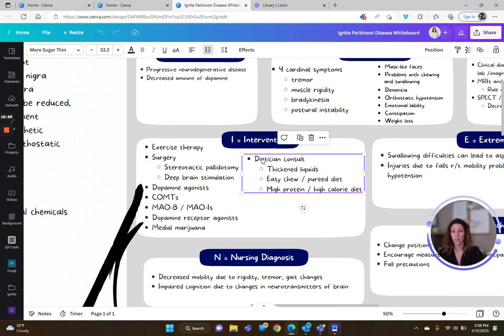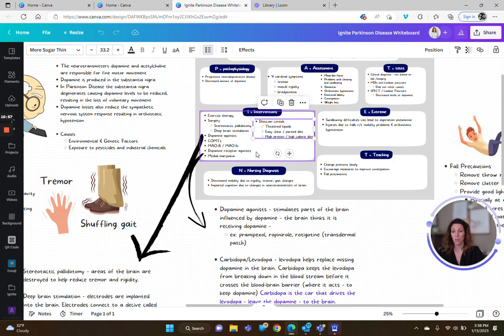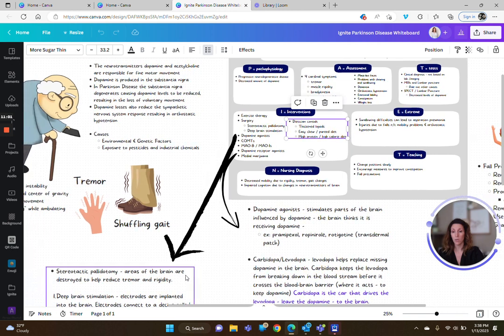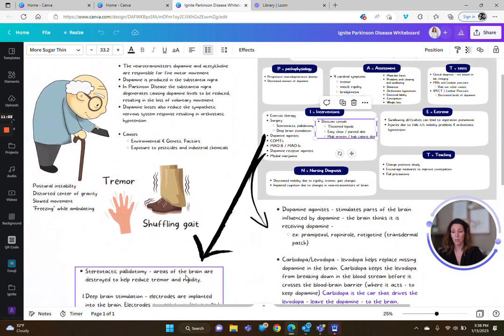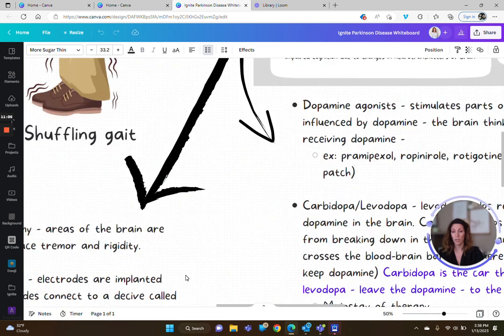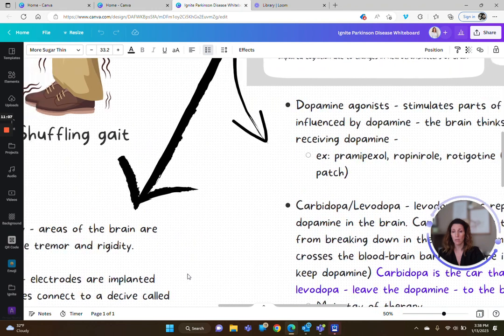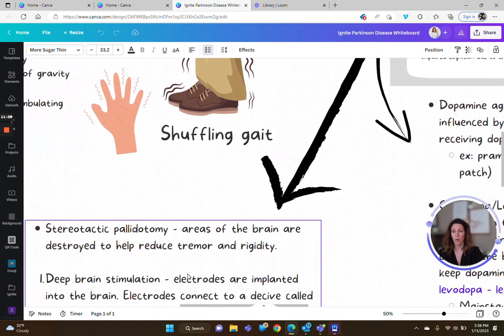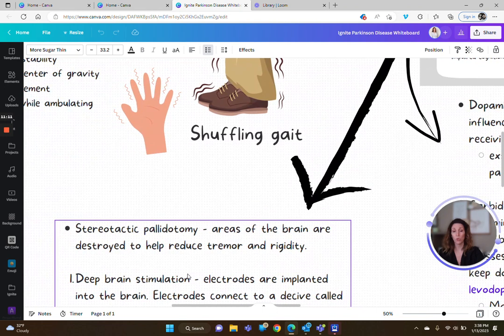So just a little closer look at this stereotactic pallidotomy. This is where areas of the brain are destroyed to help reduce tremor and rigidity. So that's kind of what they do with that one.